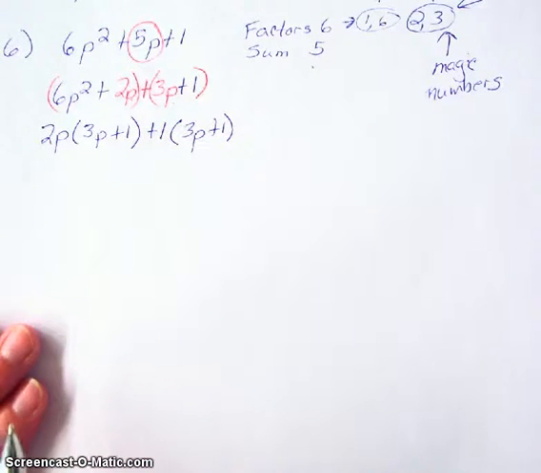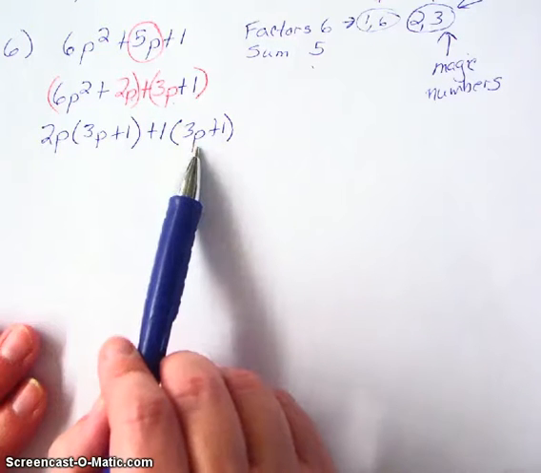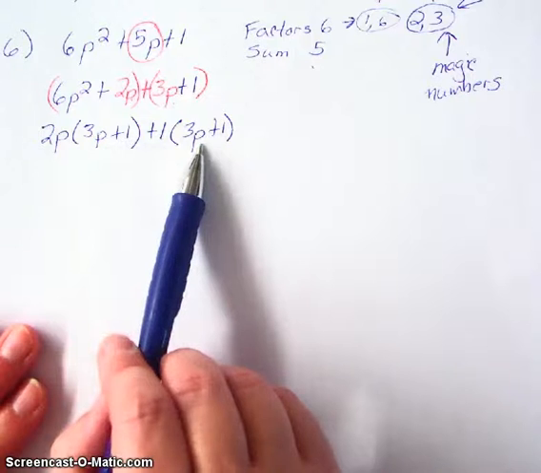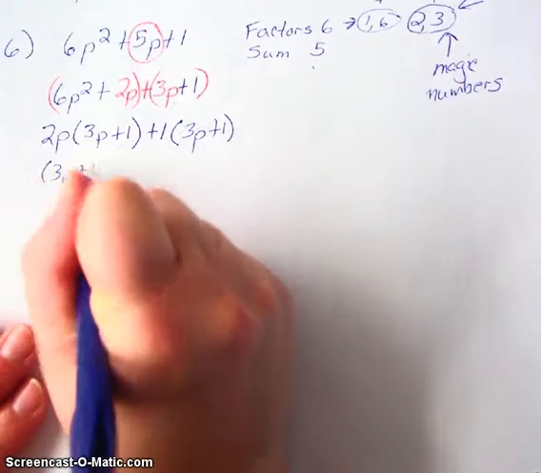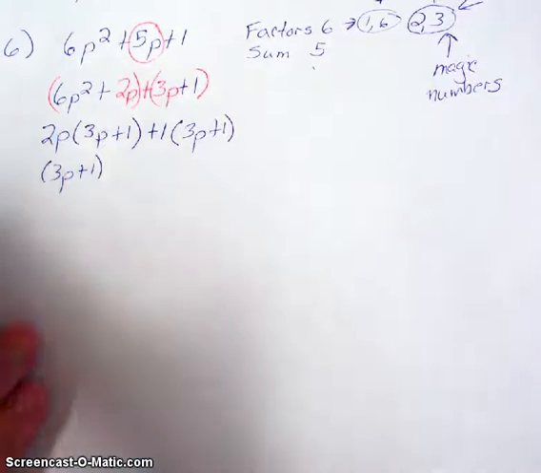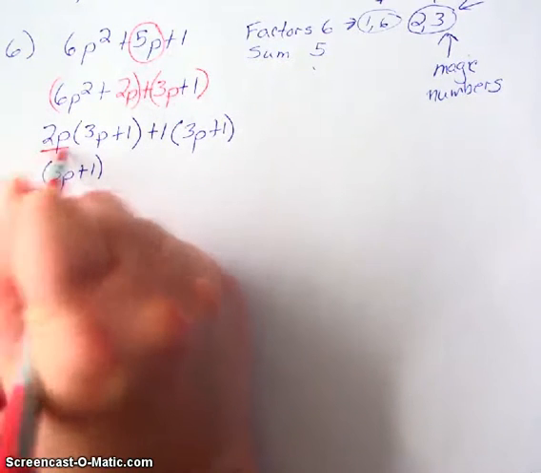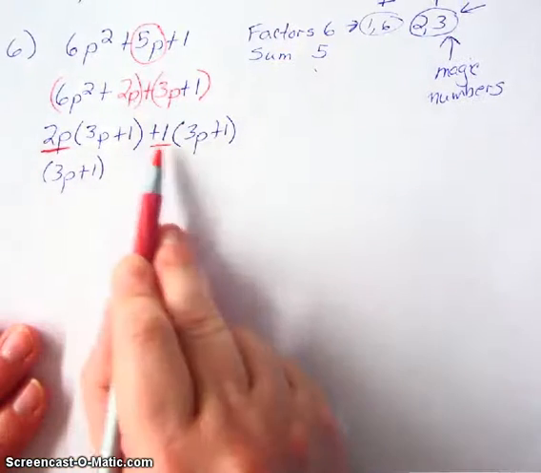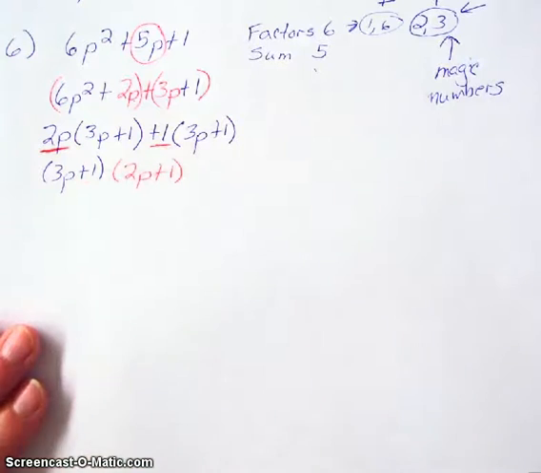Okay, the stuff in the parentheses must match. So 3p plus 1 and 3p plus 1 must be the same. If they're not the same, go back and check your work. Okay, and that is the first of my 2 factors. The other factor is going to be the sum of this and this. So 2p plus 1 is my other factor. So there's your answer.